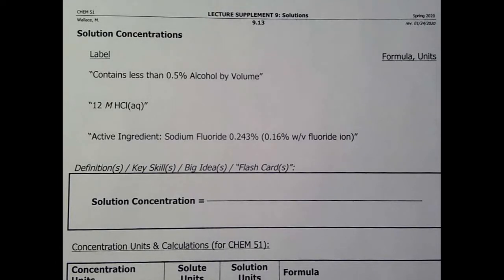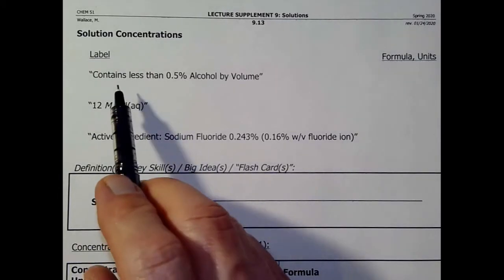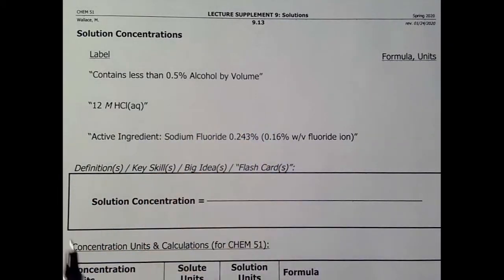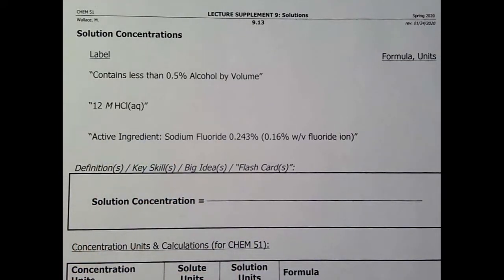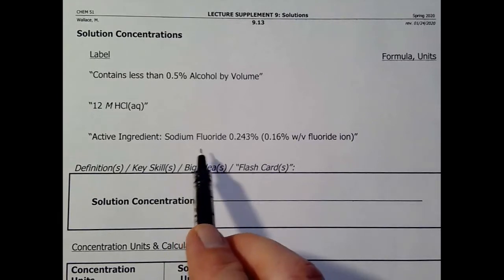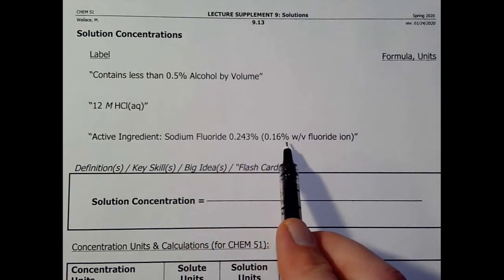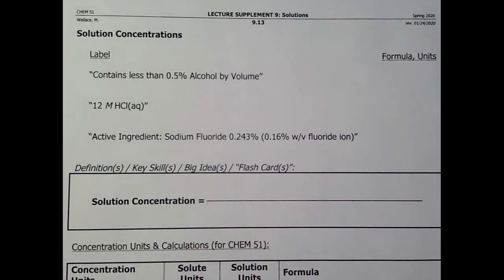And this week, again, there's a recitation assignment that you're going to do and submit the same way you've been doing the labs. And it's all these kinds of problems. So if you encounter a label that says 0.5% alcohol by volume, this funny looking thing, 12M HCl, sodium fluoride, 0.16% weight per volume is what that means.